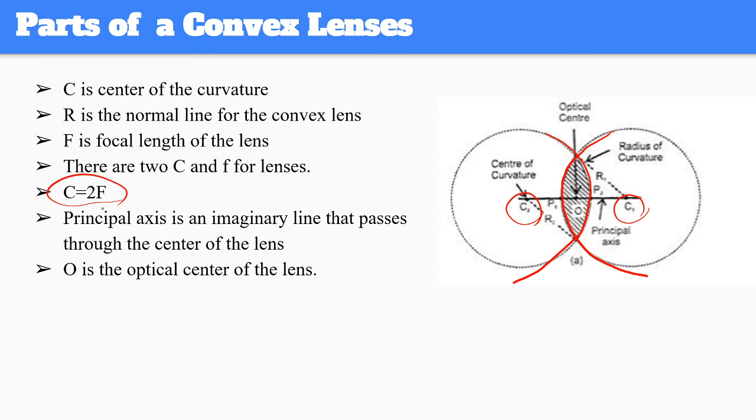But besides that, everything else stays the same. Half of the center of curvature is still the focal point. Nothing else changes. All of the names are the same. The imaginary line is the principal axis, and everything is the same.